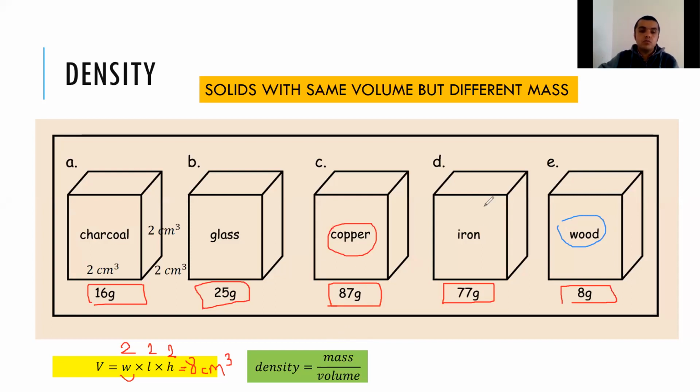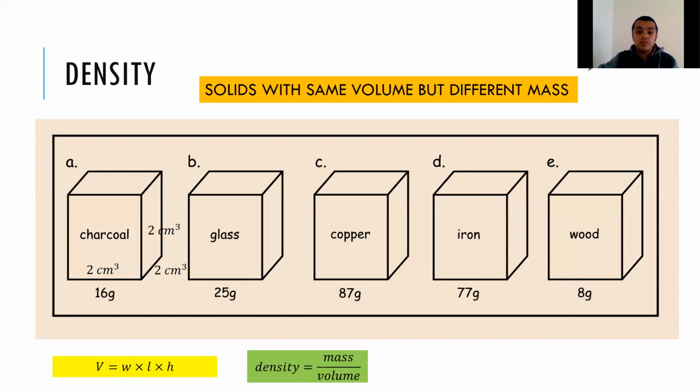So I would like to calculate the density of some of these. I just don't want you to forget this. Don't forget this, please. The first one, charcoal, is 16 grams. 16 grams divided by 8 centimeter cube. You remember that? What is 16 divided by 8? I'm sure you know about this. That is equal to 2 grams per centimeter cube.